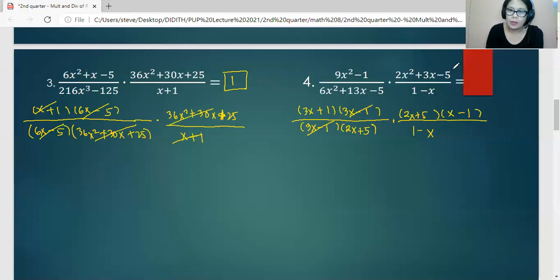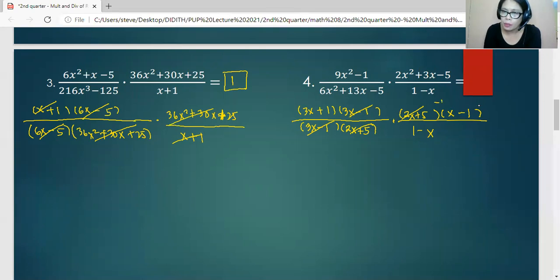We also have 2x plus 5 here. Now look at this x minus 1 on the numerator and 1 minus x on the denominator. They're exactly the same terms, but they just differ with the sign. If we move the negative factor, for instance, of this x minus 1, we divide both terms here by the negative 1 factor.